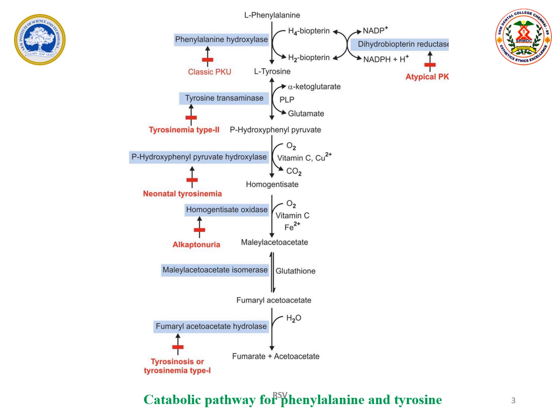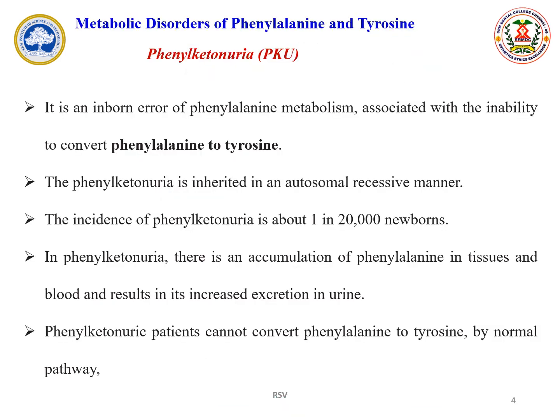Fumarate is a glucogenic intermediate and acetoacetate is a ketogenic intermediate. Phenylalanine and tyrosine are therefore both glucogenic and ketogenic amino acids. Next, metabolic disorders of phenylalanine and tyrosine.